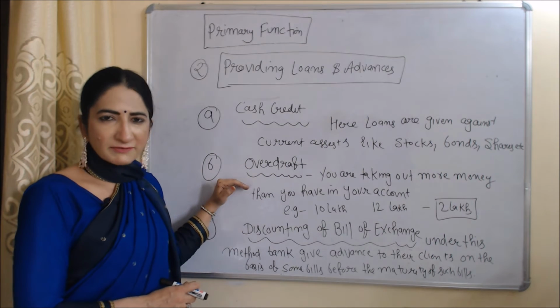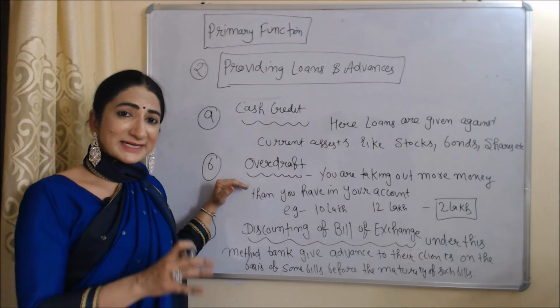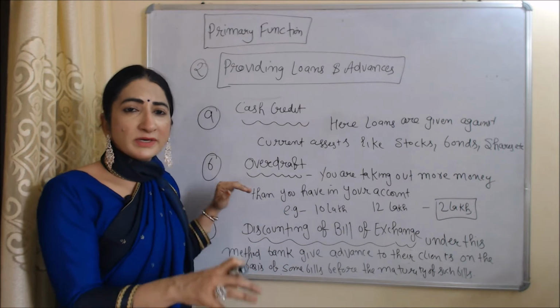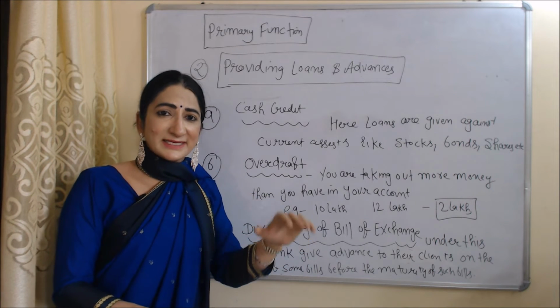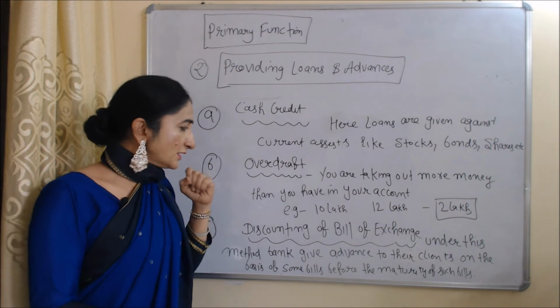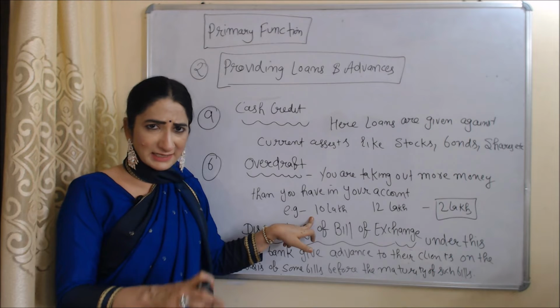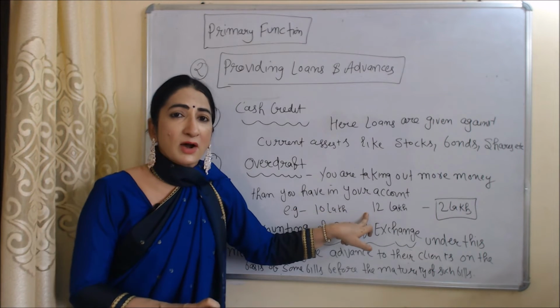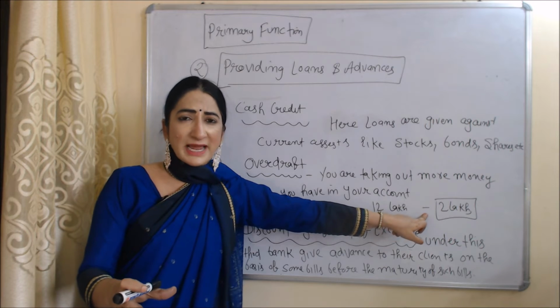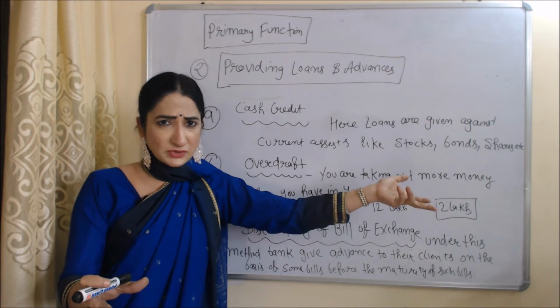Second is overdraft. Overdraft means you are taking out more money than you have in your account. For example, you have only 10 lakh in your account, but you are taking out 12 lakh. Additional 2 lakh will be called loan and the bank will charge interest on it.